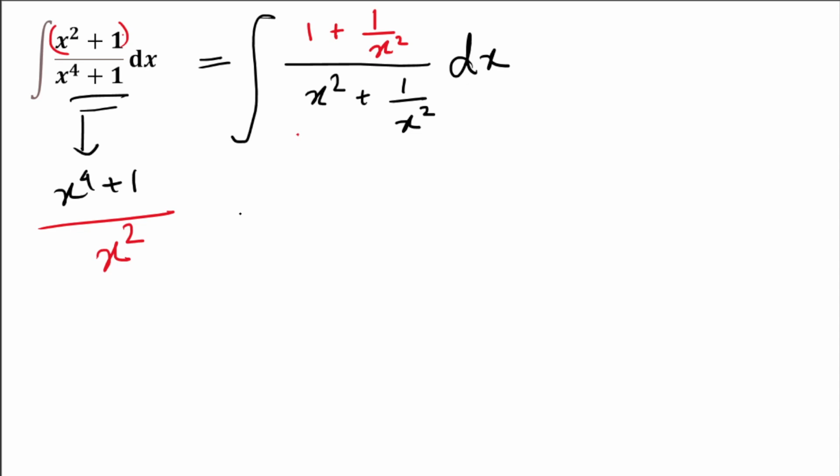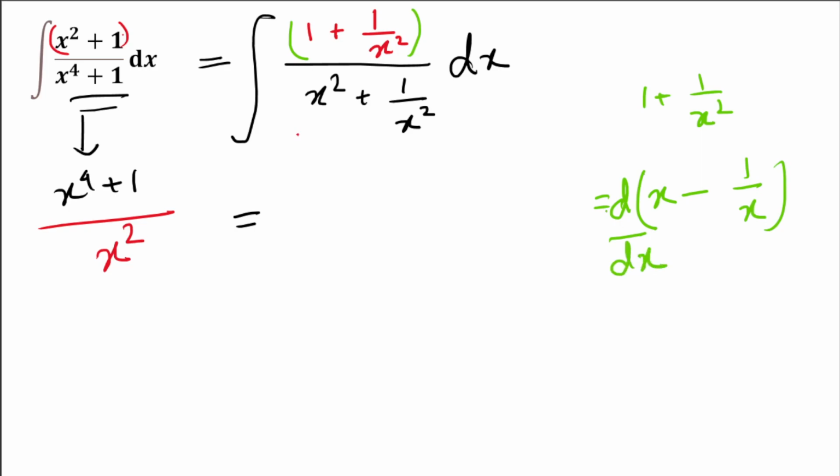All right. Now that we have this, what we can do is, let us say, we have to go there. Now what is this term? If we look at this term only, this is 1 plus 1 by x square. This is the differentiation of what? This is d of x minus 1 by x, right?